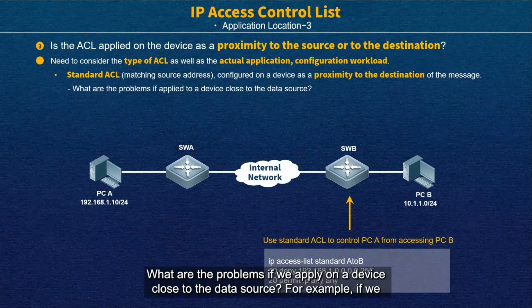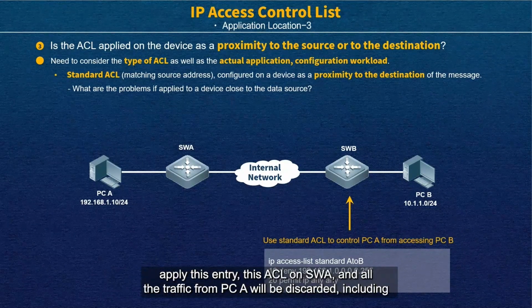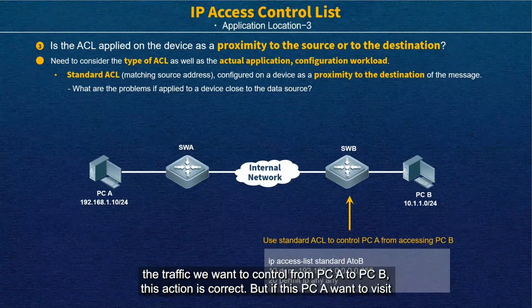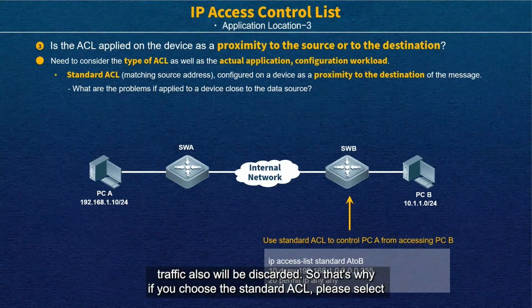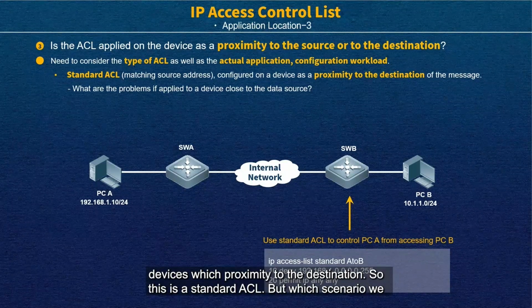What are the problems if we apply it to a device close to the data source? For example, if we apply this ACL on switch A, all the traffic from PCA will be discarded, including the traffic we want to control from PCA to PCB. This action is correct. But if PCA wants to reach other segments, like the internet or maybe PCC, because we already control it on switch A, this traffic will also be discarded. So that's why, if you choose a standard ACL, please select the device proximate to the destination. So this is a standard ACL.